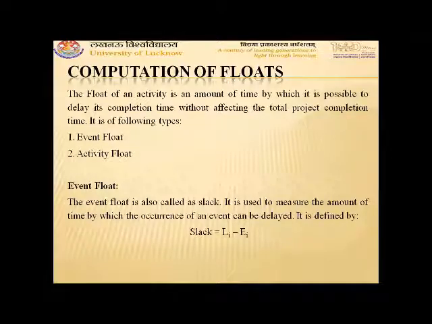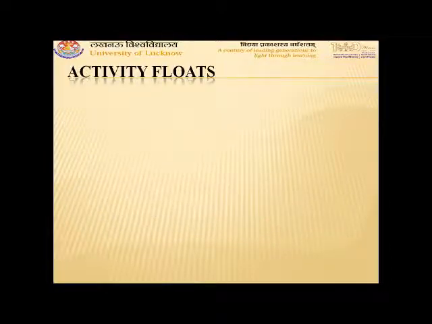Event float is also called slack. It is used to measure the amount of time by which the occurrence of an event can be delayed. It is defined by slack is equal to latest occurrence time minus earliest occurrence time. For the events which occur on the critical path, the event float, or value of slack, will always be 0.